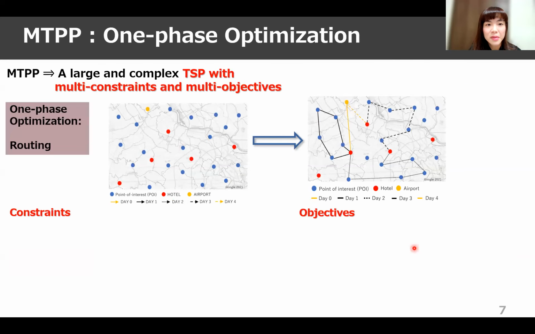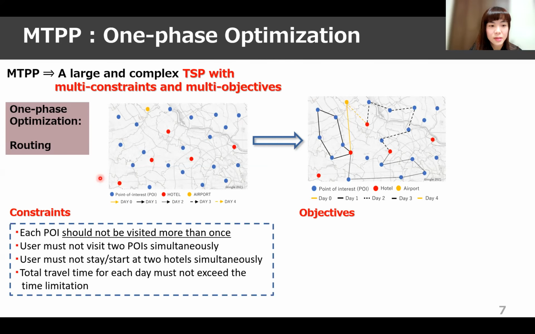Firstly, I would like to introduce the one-phase optimization here. In the one-phase optimization, we consider four constraints.